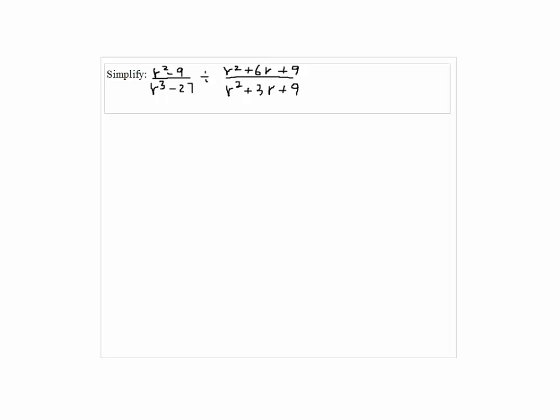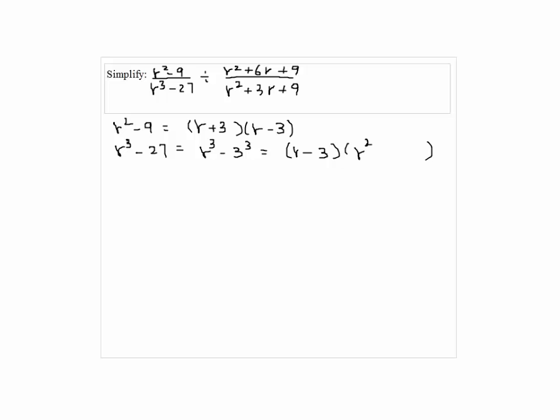Simplify r squared minus 9 over r cubed minus 27 divided by r squared plus 6r plus 9 over r squared plus 3r plus 9. First, we have to factor each trinomial and binomial. So r squared minus 9 is factored as r plus 3 times r minus 3. r cubed minus 27 is written as r cubed minus 3 cubed, which by the cubic formula we have r minus 3 times r squared plus 3r plus 9.